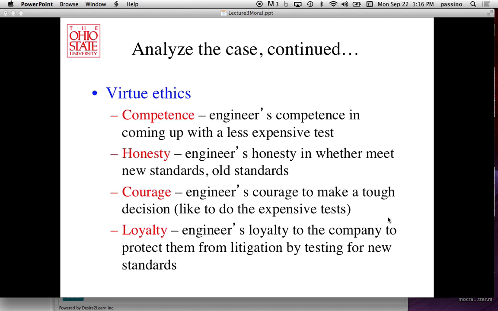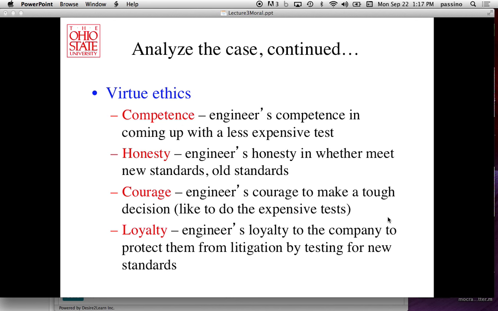Virtue ethics. First, competence. An engineer's competence in coming up with less expensive tests. We talked about that early on. That could be really good in this case. The engineer's honesty in whether to meet new standards or old standards. This person has to be very careful in being honest about whether the standards are met or not. Courage. The engineer has to have the courage to make a tough decision.